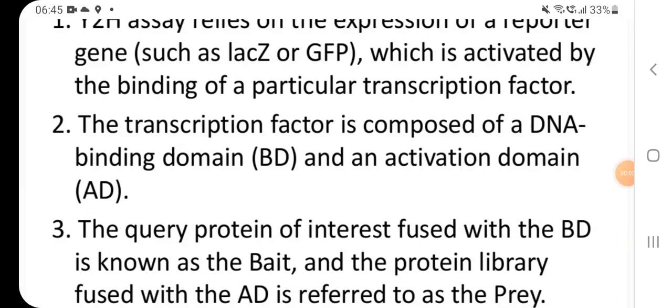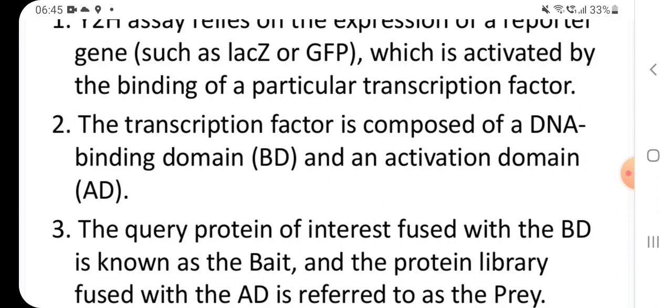Hello, so today's topic is about the Yeast Two-Hybrid assay. It is generally used to detect protein interactions inside a yeast cell nucleus. It is based on the fact that eukaryotic gene expression is promoted by transcription factors called activators. The Yeast Two-Hybrid assay relies on the expression of a reporter gene, such as LacZ or GFP, which is activated by the binding of a particular transcription factor.